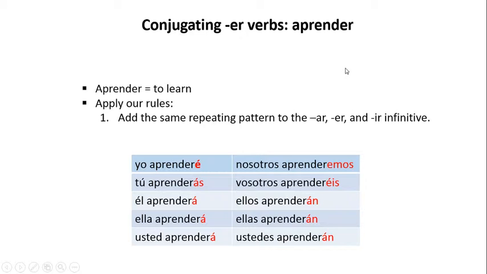Now let's take the ER verb aprender. Aprender means to learn. Now let's apply the rules once again. We just take the infinitive aprender and then add the appropriate ending.